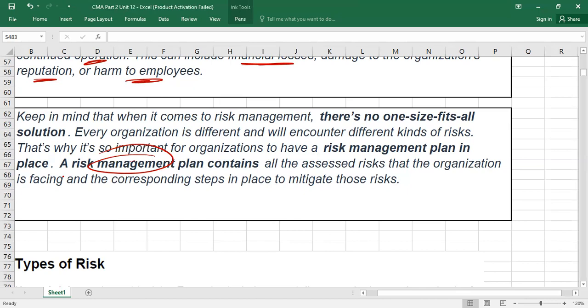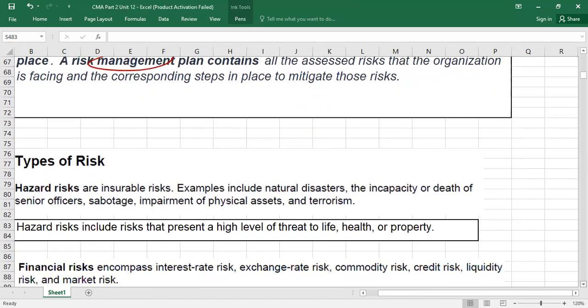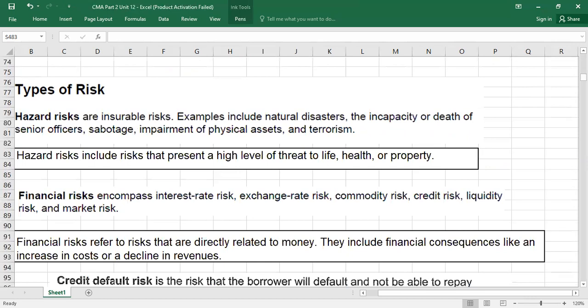So we cannot fit one solution to all types of risk, because every risk is different. Every risk we need to deal with in a different way, so that is why we need proper risk management. Now, the first thing we are going to talk about after the definition of risk is the types of risk we are facing.